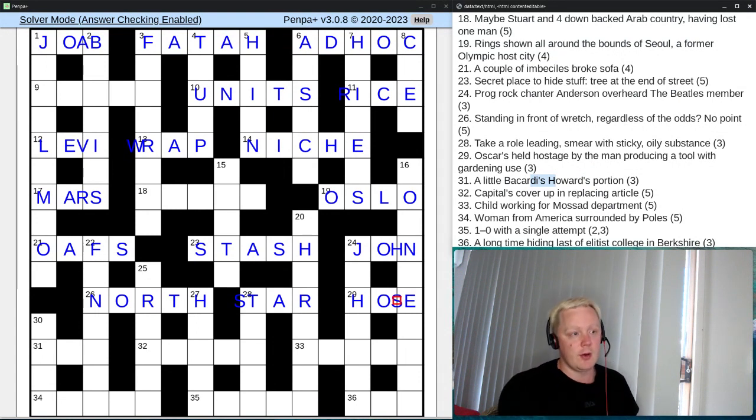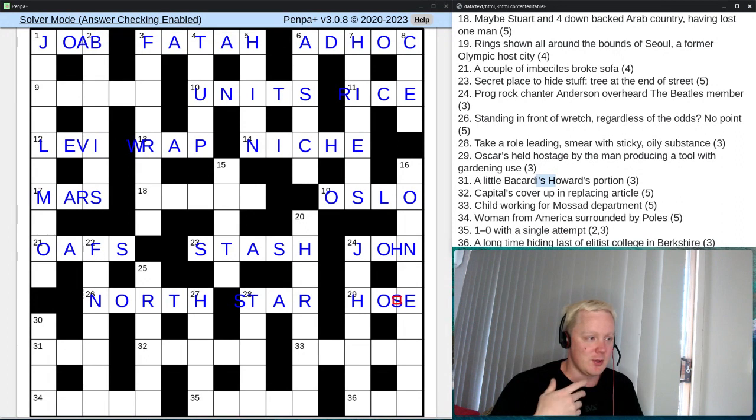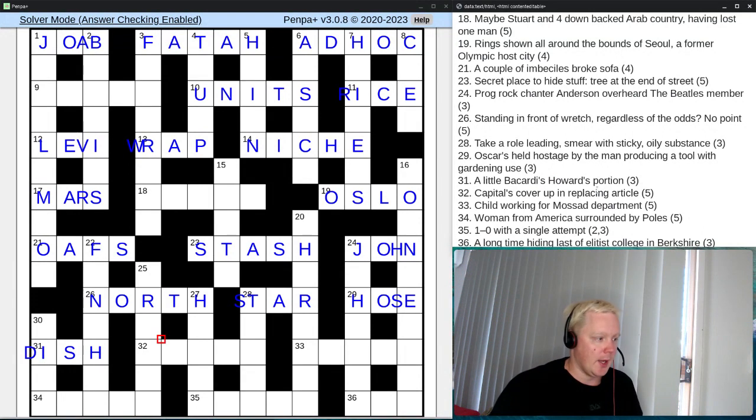So that's the extra letter one. And the other way around, if we look at a portion of these words, we can find inside it ish. And if something is greenish, it's a little green. So ish means a little, is what I wanted to say. So ish is going to be the answer we need, and then the D for dish is going to be the extra letter here. And so that's the 9th extra letter. We need 1 more. So 32. Capitals cover up in replacing article.